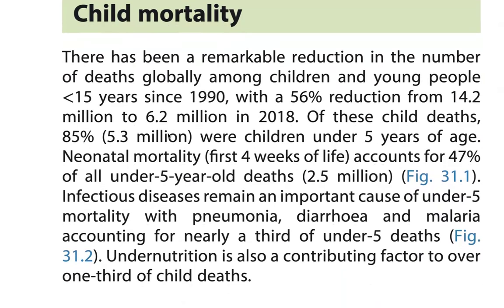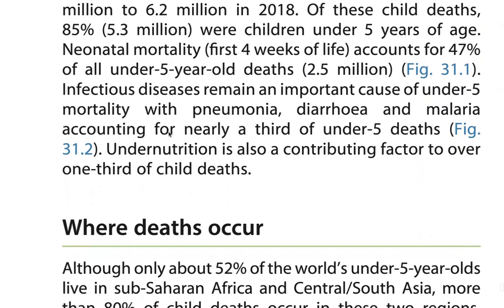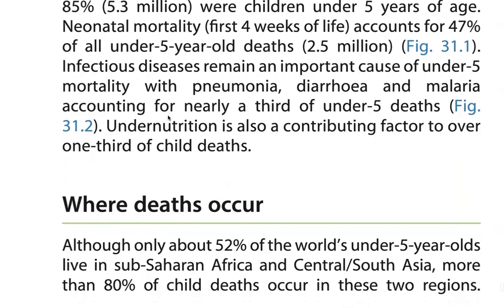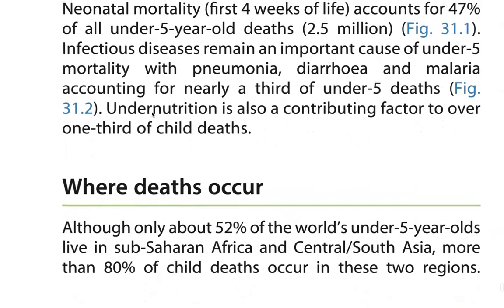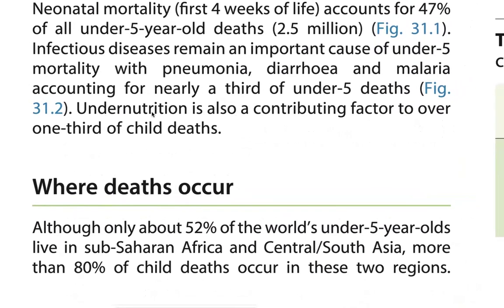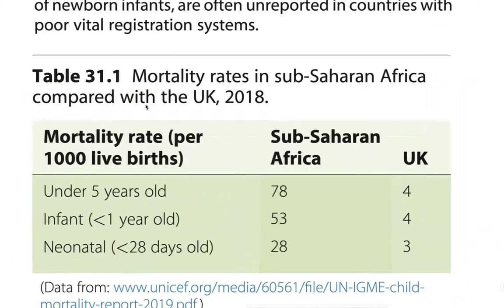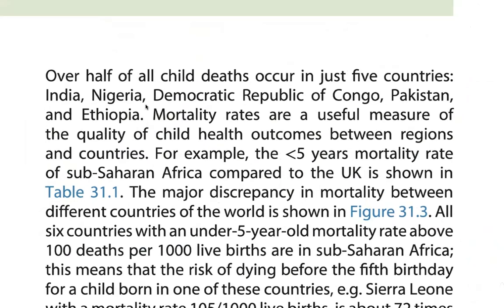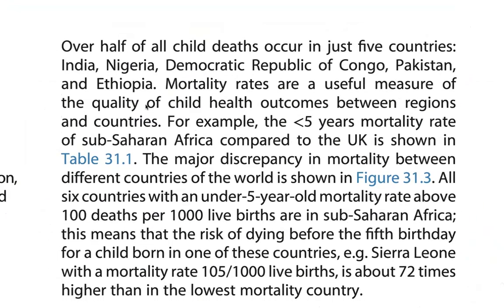Infectious diseases are an important cause of under 5 mortality. Pneumonia, diarrhea, and malaria account for nearly a third of under 5 deaths. Malnutrition is also a contributing factor to over a third of child deaths. Although only about 2% of the world's children are in sub-Saharan Africa and Central and South Asia, more than 80% of child deaths occur in these two regions. Over half of all child deaths occur in just 5 countries: India, Nigeria, Democratic Republic of Congo, Pakistan, and Ethiopia.